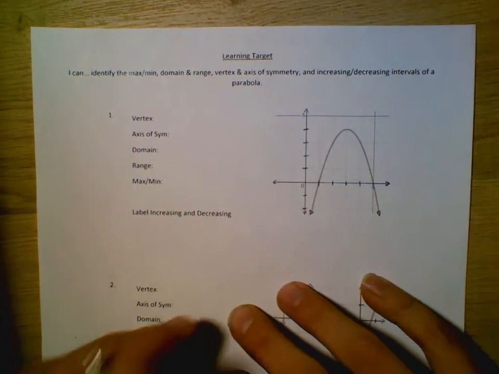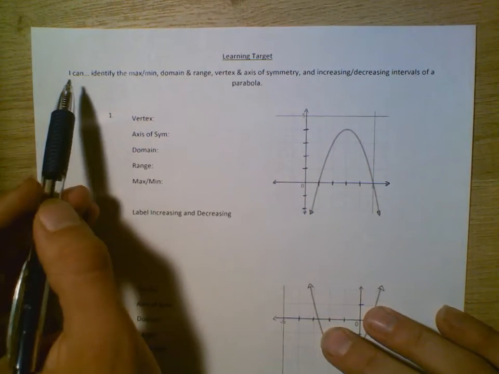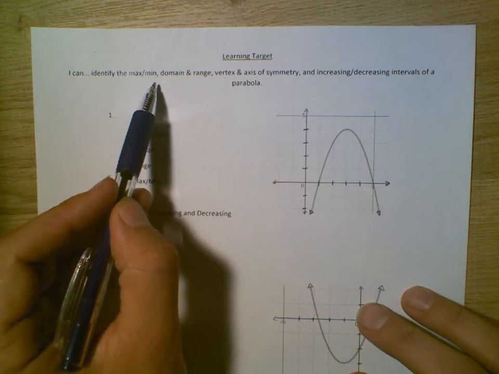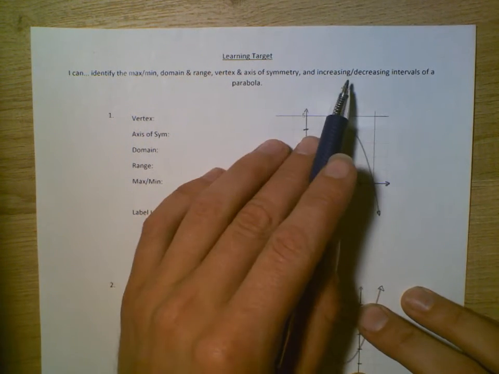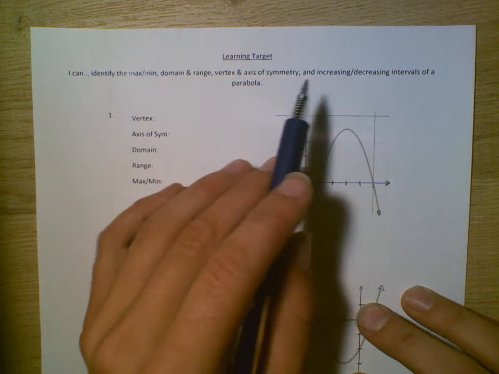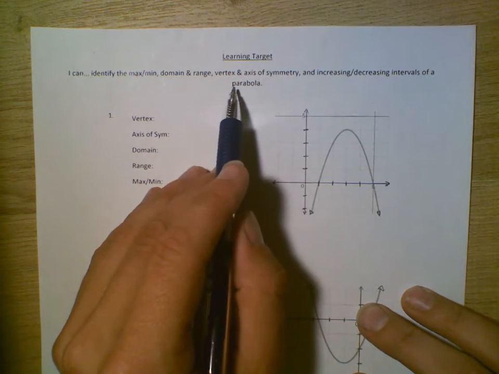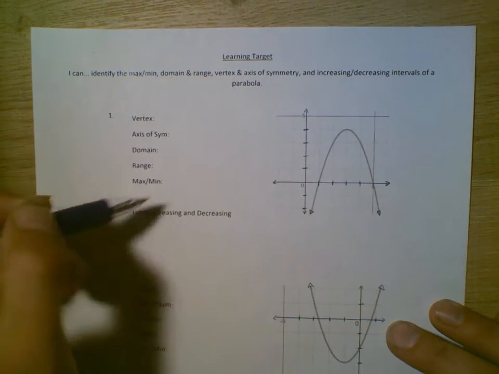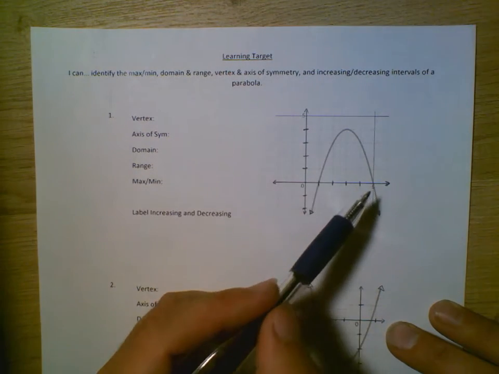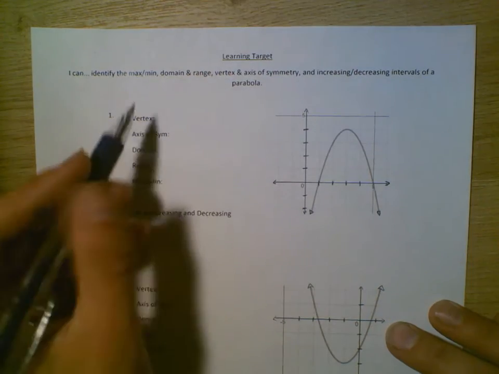In this video, the learning target that we're going to look at is: I can identify the max and min, domain and range, vertex, axis of symmetry, and the intervals of increasing and decreasing when given a parabola. So we're just going to make a list of everything and we're going to look off of this graph over to the right. So the first thing we're going to find is the vertex.